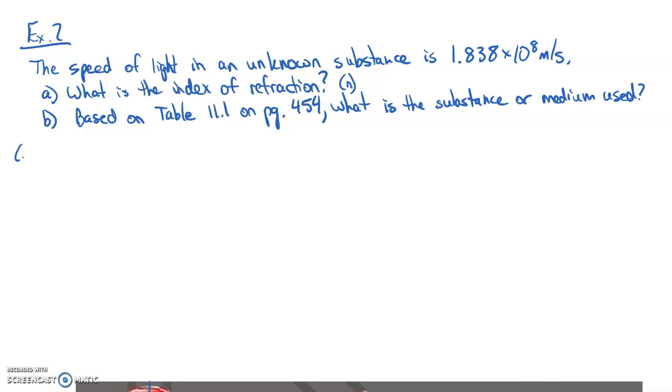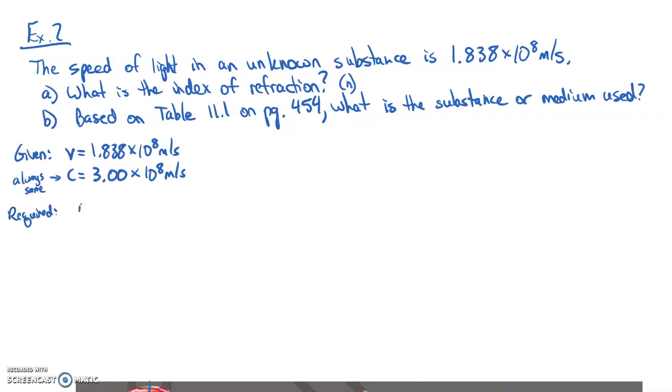So the first thing we want to do is identify the givens. In this case, the given values, we know that the speed of the unknown substance is 1.838 times 10 to the 8 meters per second. And we always know, always, that the speed of light in a vacuum is 3 times 10 to the 8 meters per second. This is always the same. So the only thing we don't know that we're required to find here is the n value.